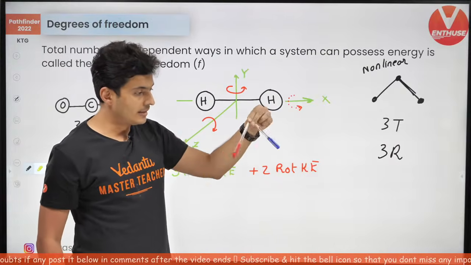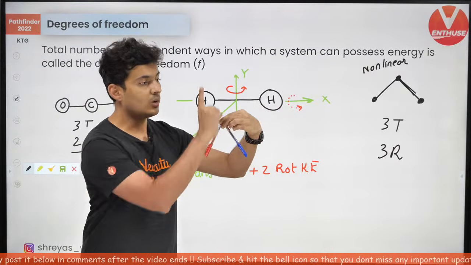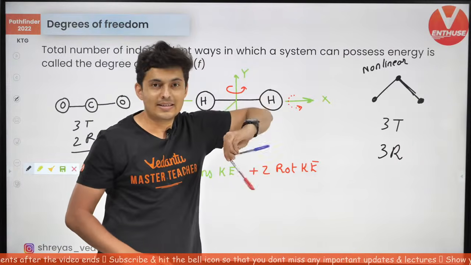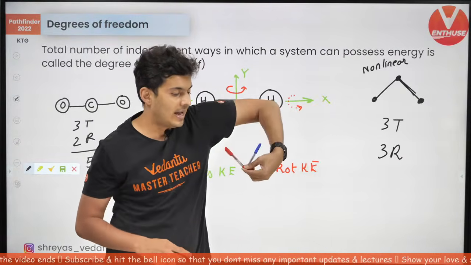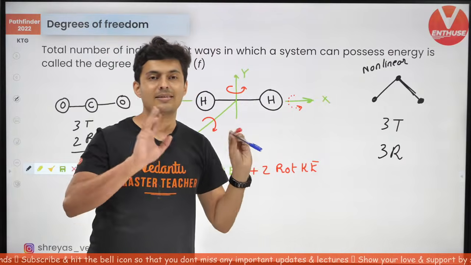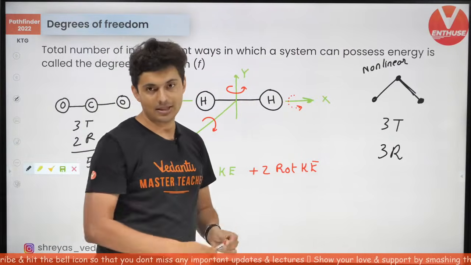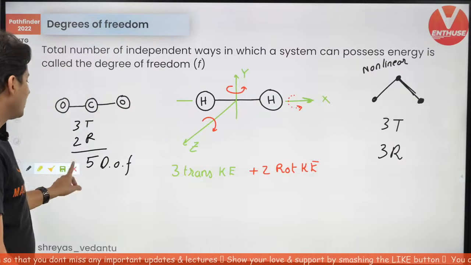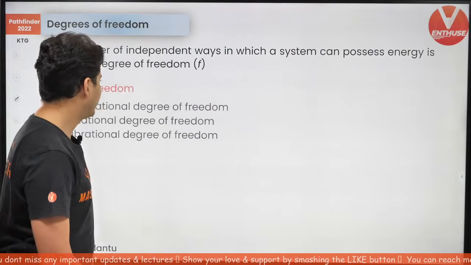I can rotate it like this. It will be significant. So along Y I can rotate. I can also rotate it like that, along Z, and I can also rotate it along X. So all the rotations are significant. Hence 3 rotational degrees, hence 6 degrees of freedom. Understood? So that's how degrees of freedom are calculated.